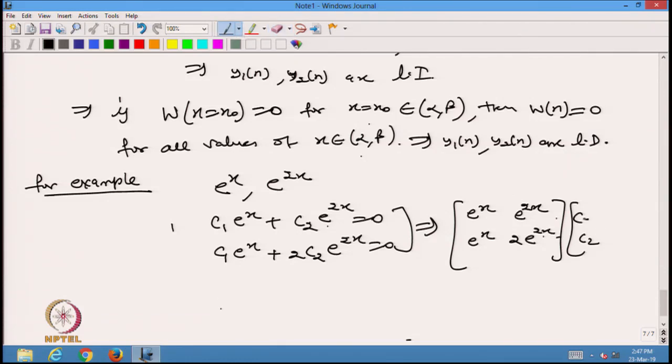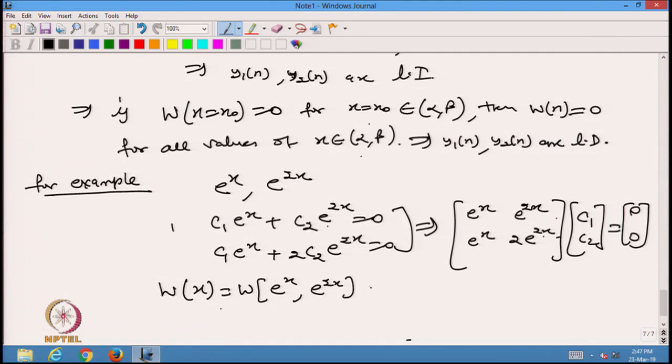C1 and sorry, it is C1 that is equal to 0. So, in that case my Wronskian will be, so that I can write as e^x and e^2x.